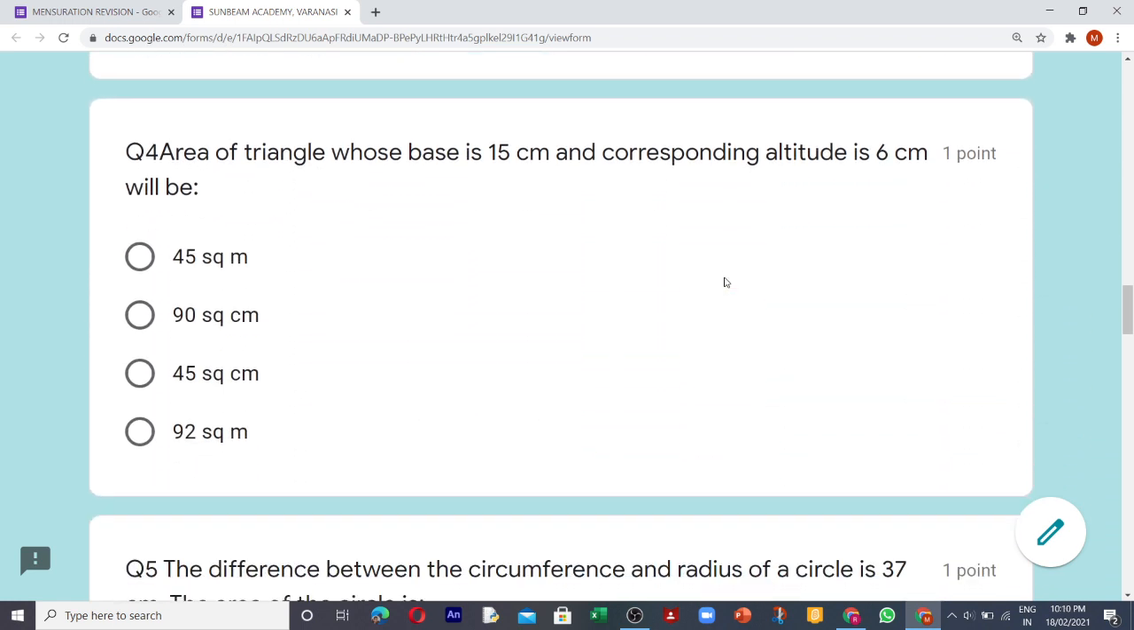Next question, question number 4. Area of a triangle whose base is 15 centimeter and corresponding altitude is 6 centimeter will be. What will be the area, children? Straightforward question. You have to apply the formula. Values are given. Just substitute the values in the given formula and then you are able to find it. Question number 4, children.